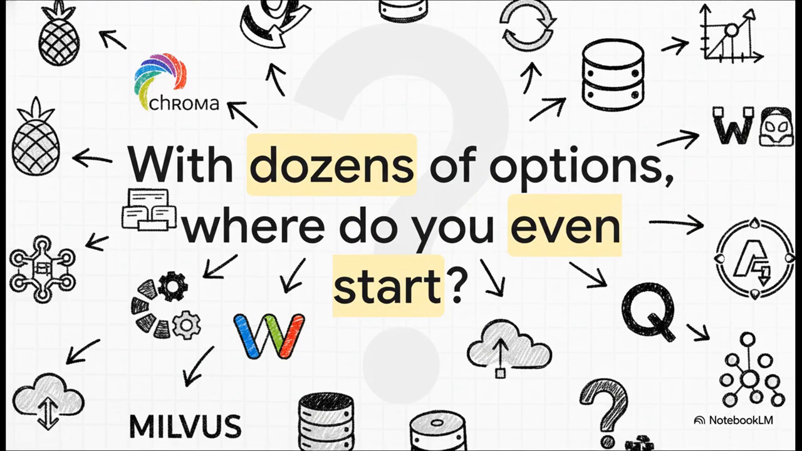And here's the problem. The market for these things has absolutely exploded. Suddenly, there are dozens and dozens of options. You've got Pinecone, Weaviate, Chroma, Milvus, Qdrant. The list just goes on and on and on. It's totally overwhelming. So where do you even begin? How on earth do you choose the right one for you?